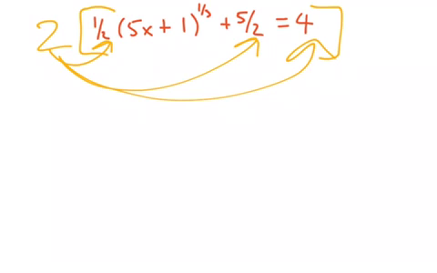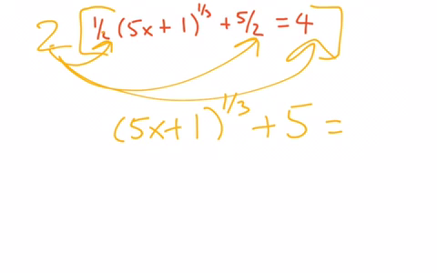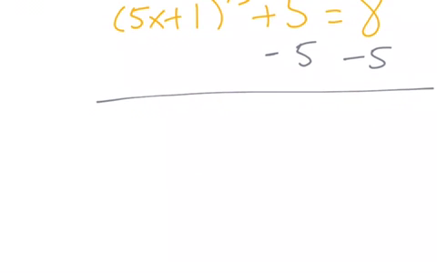And what that's going to do is 2 times a half is just going to give me 1. So it just leaves me with 5x plus 1 raised to the 1/3. Over here, 2 times 5 halves is 5, and over here, 2 times 4 is 8. And so now I don't have fractions, and to compound the awesomeness of this, if I subtract 5 from both sides, I'm almost done with the problem.